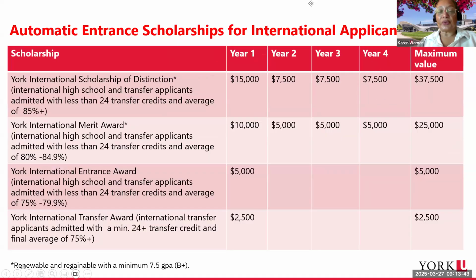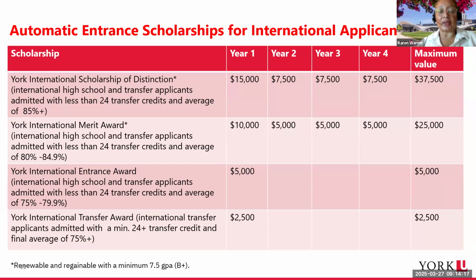So now I'm going to jump into what's available to you. So this year we did introduce a new scholarship program, an automatic scholarship program. So all high school and transfer applicants coming into York University will automatically be assessed for an entrance scholarship. So no application required. This scholarship value is based on your final average. So that's the first thing you need to know. So when you get your offer of admission, you will likely have a scholarship offer in that offer of admission.